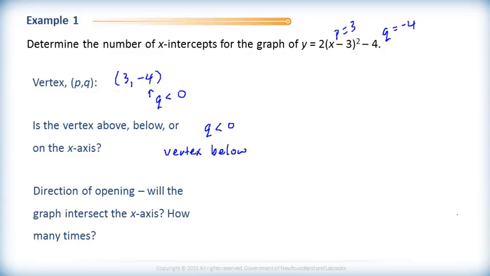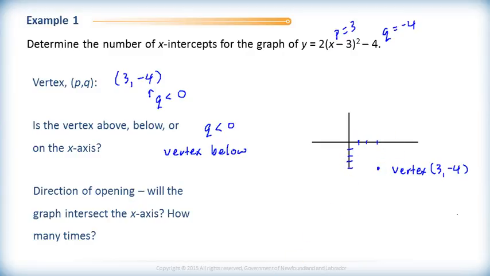Let's get a mental picture of where that vertex is. It's at (3, -4). Now, if our graph opens away from the x-axis, so it has a vertex here and opens down, it cannot have any x-intercepts. But if it opens up, it can have 2.